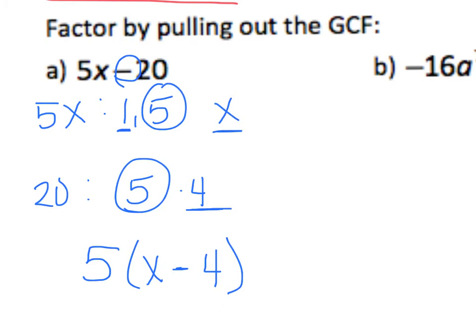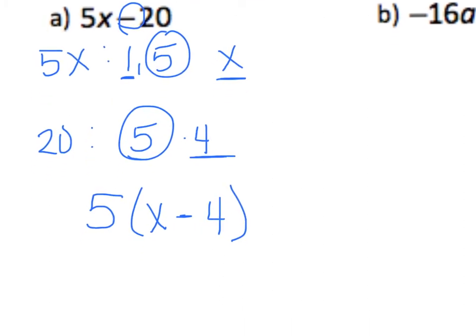So you can always check your work to see if you're doing this correctly by distributing this back out. If you were able to, you'd get 5x minus 20. And since you got back to the beginning of the problem, you know that you're doing it correctly. So the correct factored form in A is 5 times x minus 4.